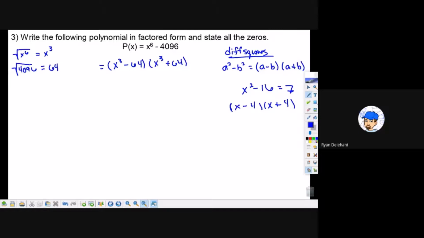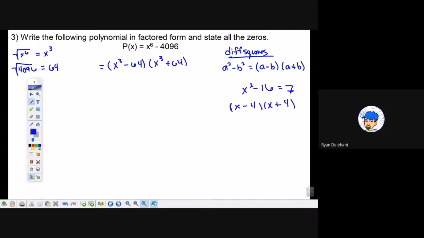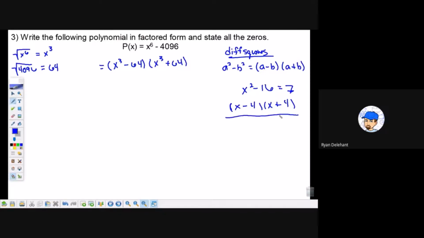Which still doesn't seem like it helps us very much, right? Because we're trying to factor all the way down to linear parts or even down to quadratics, because with quadratics I can use the quadratic formula. That's where there's another formula that comes in handy. And it's actually a set of two. It's called the difference and sum of cubes.